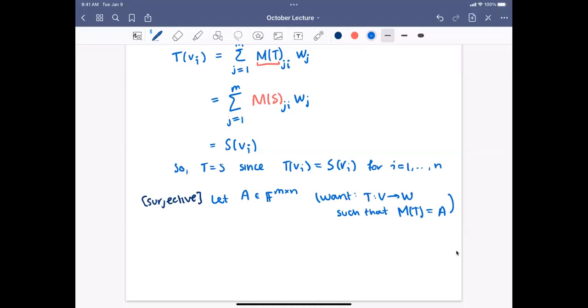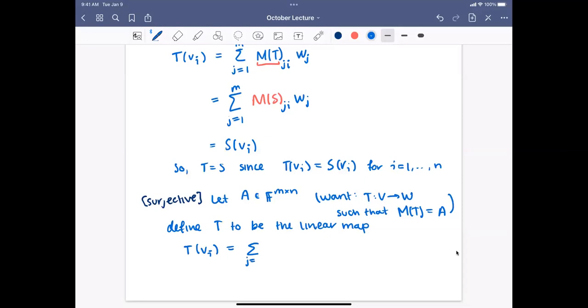So let's define T to be the linear map where T sends the ith basis vector to the following. What we want is for A to be the matrix of T. That means the columns of A tell us where the basis vectors V_i should be mapped to.